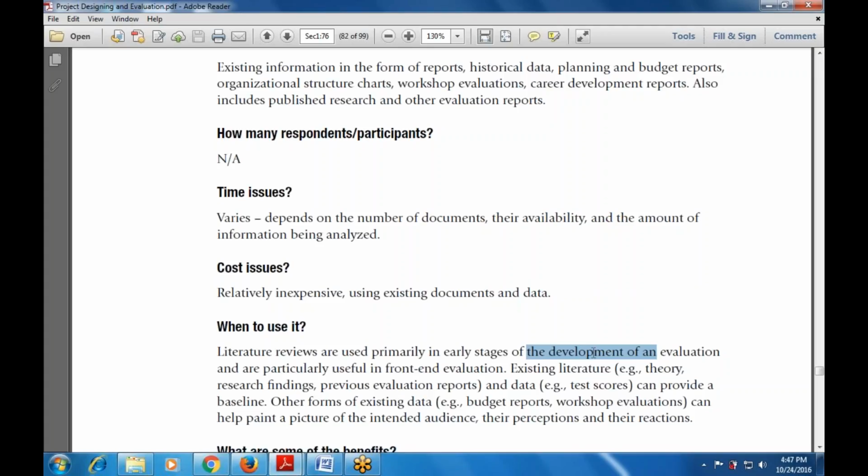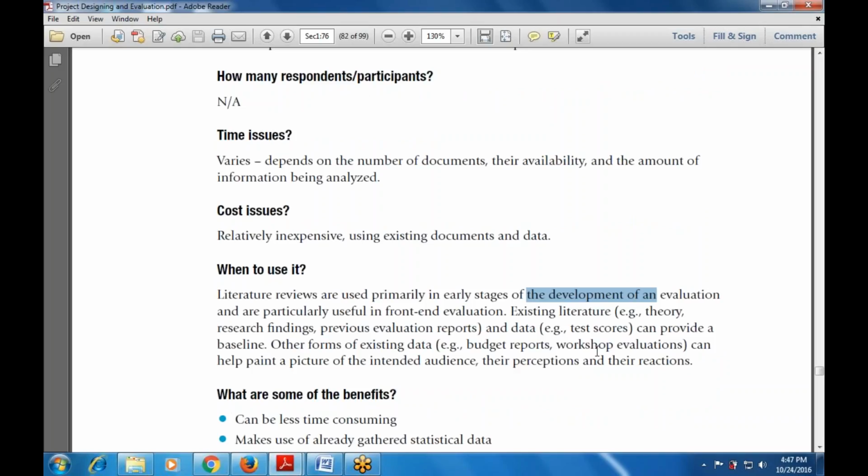Now, when to use it? It depends on the evaluation; it is particularly used in the front-end evaluation. Front end means the evaluation criteria that are useful at the front end.